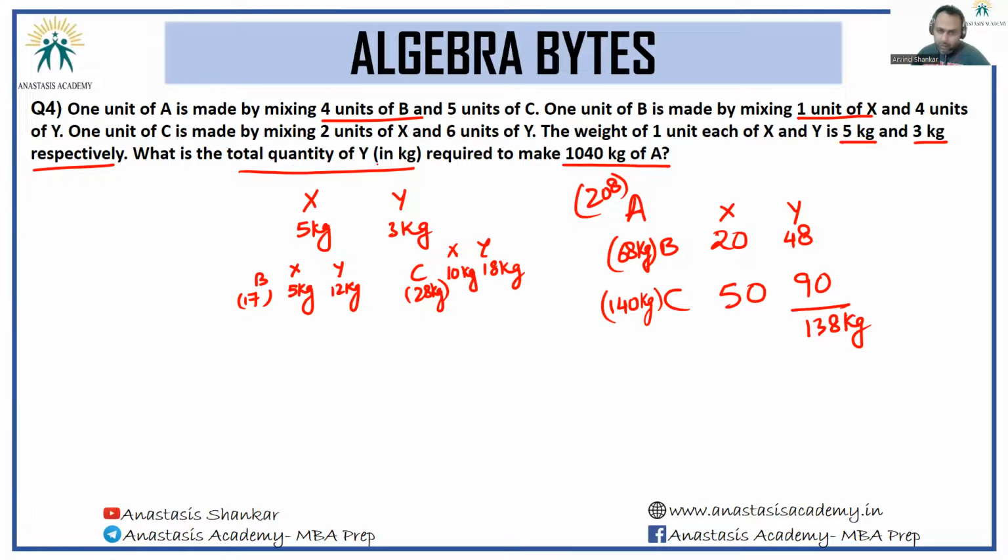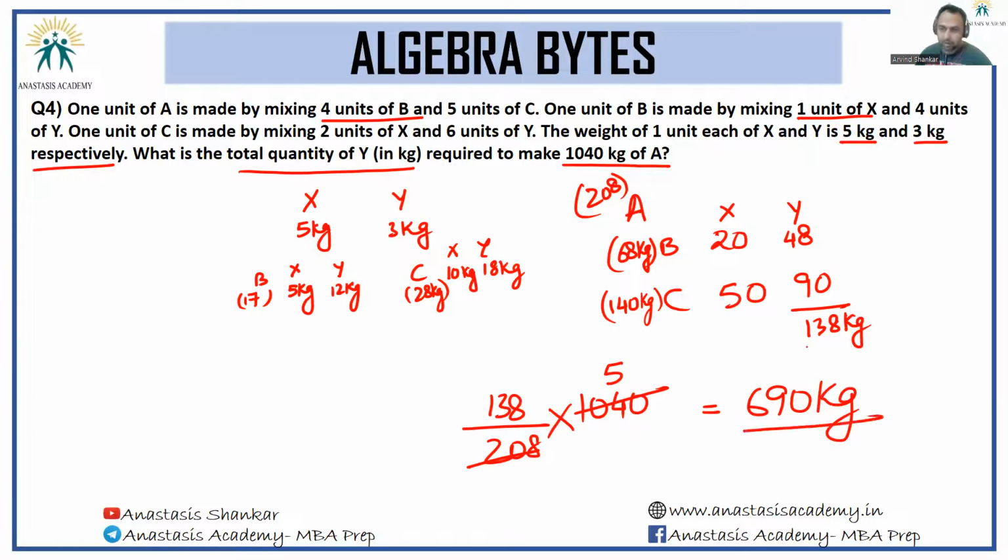What is the total quantity of Y required to make 1040 kg of A? Can I go 138 by 208 into 1040? Cancel. I get 5. 138 into 5 would be equal to 690. I need 690 kg of Y to make 1040 kg of A. The answer is 690 here.